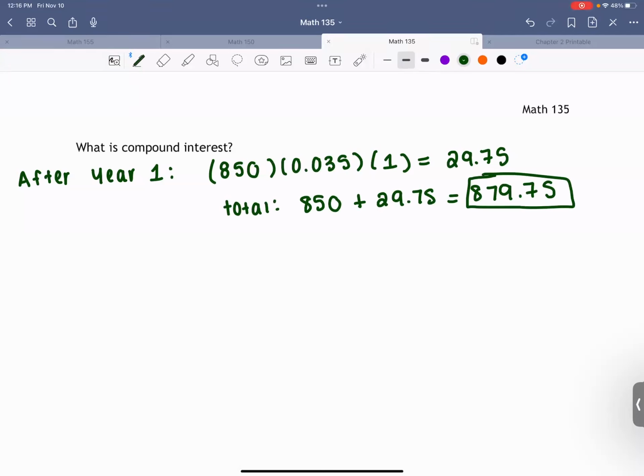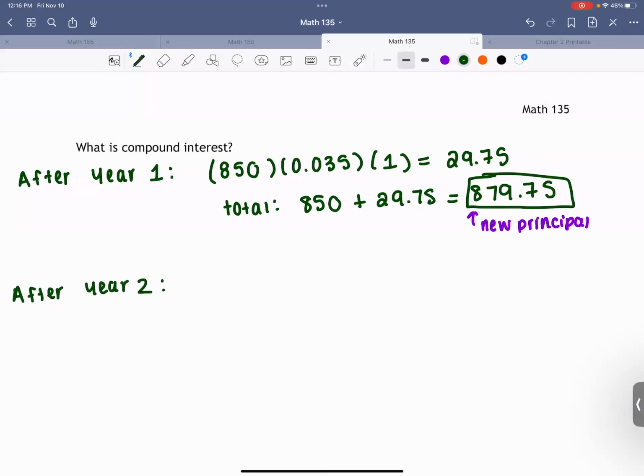Okay. Now, what's fun about compound interest is now this is the new principal. So now the principal that's used to calculate the next interest payment is going to be this new payment, which is more than the last payment. And that's good for you if you're investing money because now you're multiplying that rate by a higher number. Okay. Let's do after the second year, after year two.